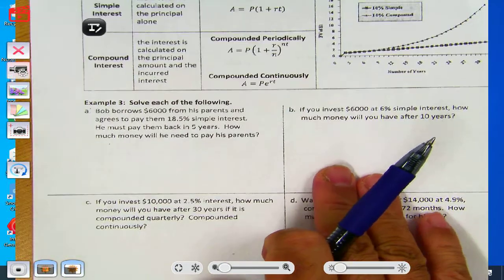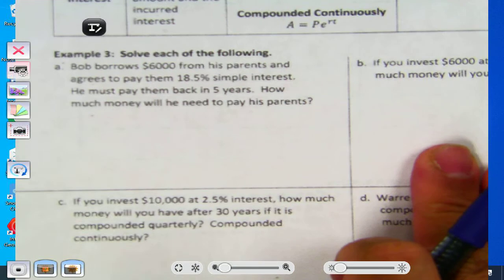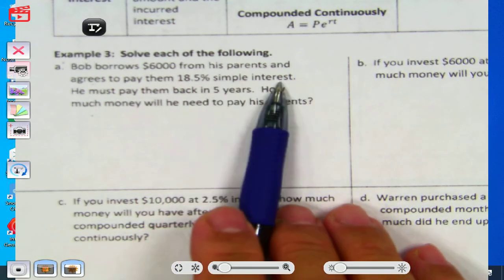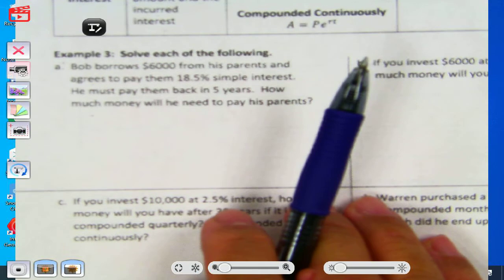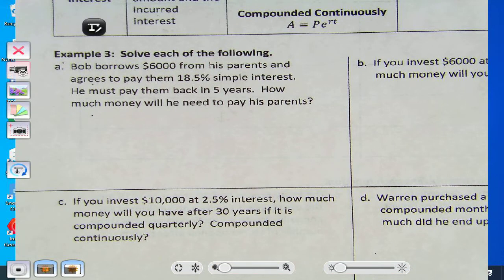All right. So example 3A, that's a simple interest. Notice it actually uses the words simple interest. Bob borrows $6,000 from his parents, but they're charging him 18.5%. That's not particularly low. He must pay them back in 5 years.